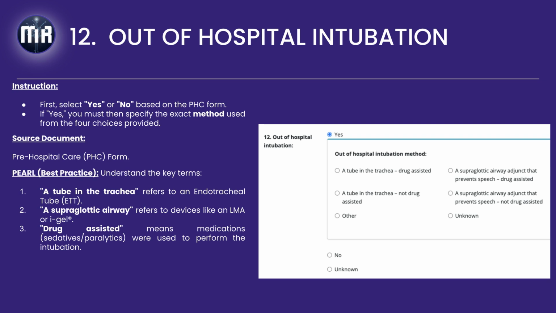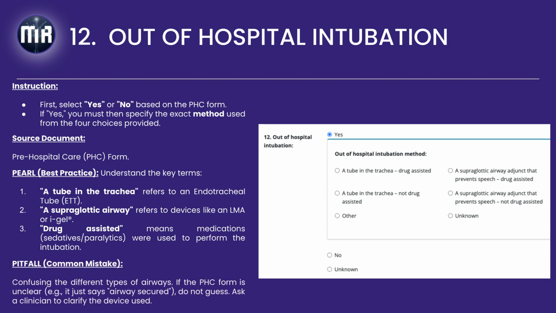The second distinction is drug-assisted versus not drug-assisted. Drug-assisted means that the paramedics administered medications, such as sedatives or paralytics, to facilitate the placement of the airway. This is a key indicator of a higher level of care. The pearl, or best practice here, is to familiarize yourself with these terms. Knowing that tube in the trachea means ETT, and understanding what drug-assisted implies, is crucial for accuracy.